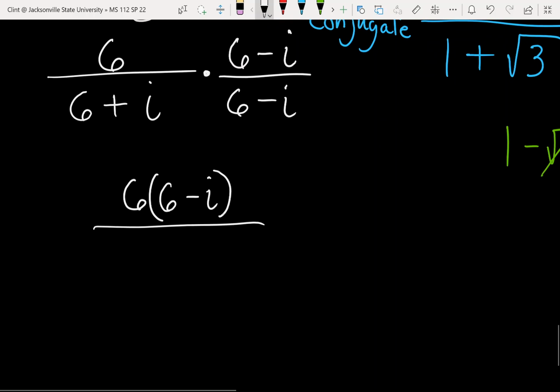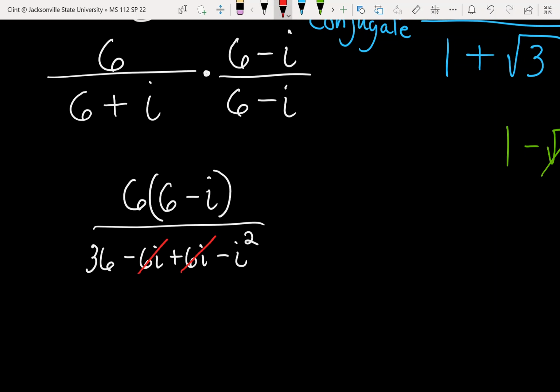we do FOIL. 6 times 6 is 36. 6 times negative i is negative 6i. i times 6, 6i. Those are going to cancel. And then the last terms, we have i times negative i. So that's negative i squared. So the middle terms go away. That gets rid of those two i's.